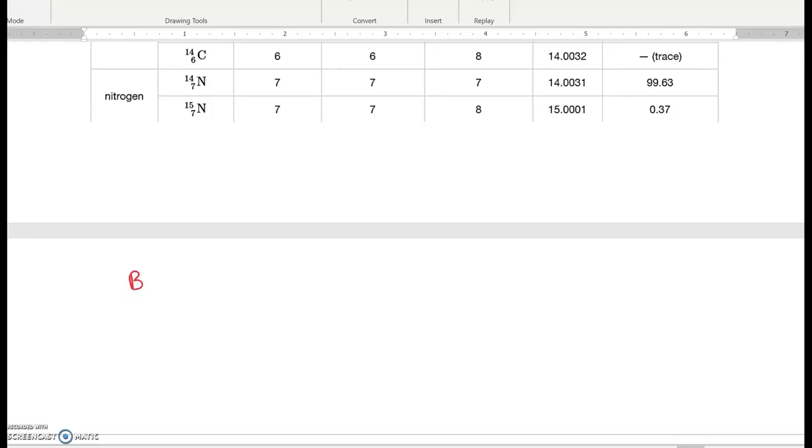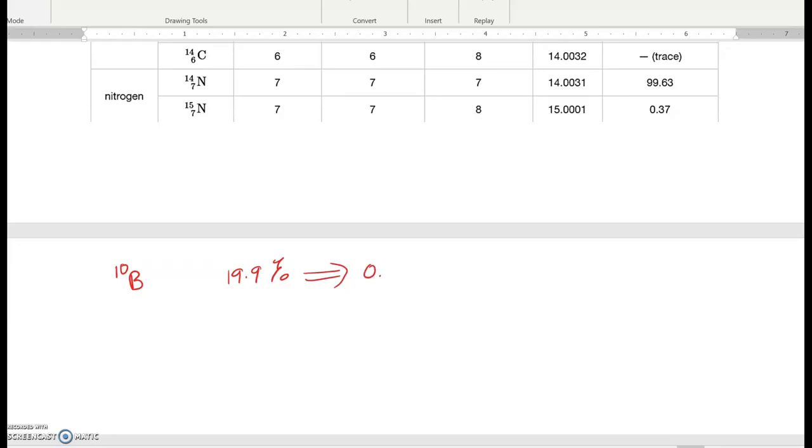So we've got boron 10, and it has a natural abundance of 19.9%. So that tells us 0.199 is the fractional amount. And boron 11 has a natural abundance of 80.1%. So the fractional amount would be 0.801.